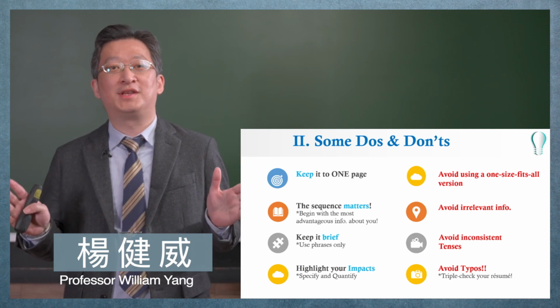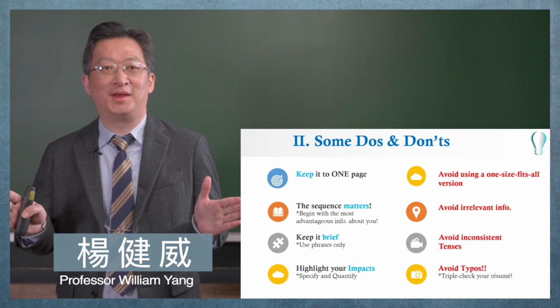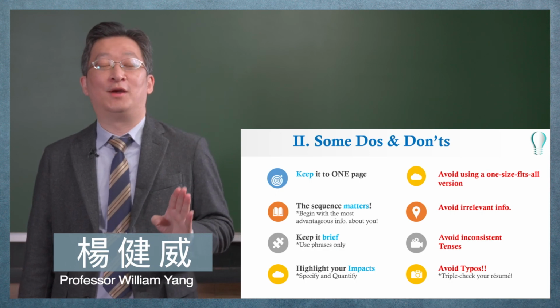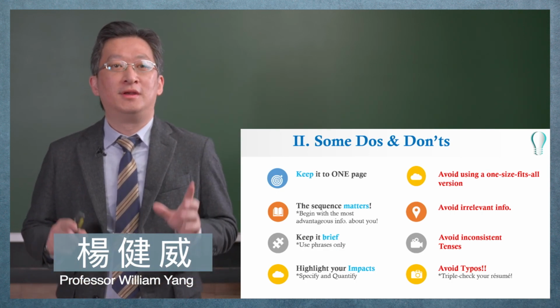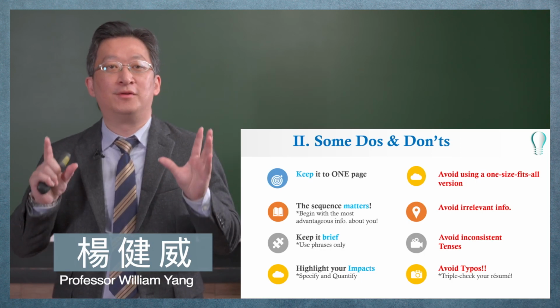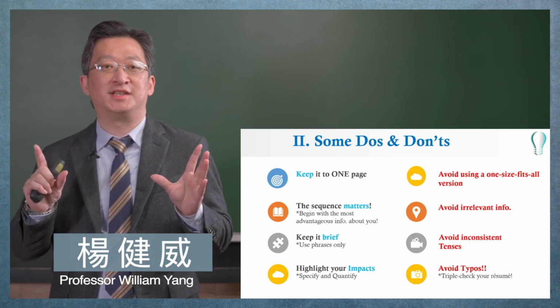Now let's look at some do's and don'ts when it comes to writing a resume. So we have 4 do's and we have 4 don'ts. Now, the first do, keep it to 1 page. A resume is supposed to be brief, so we just keep it to 1 A4 size page.